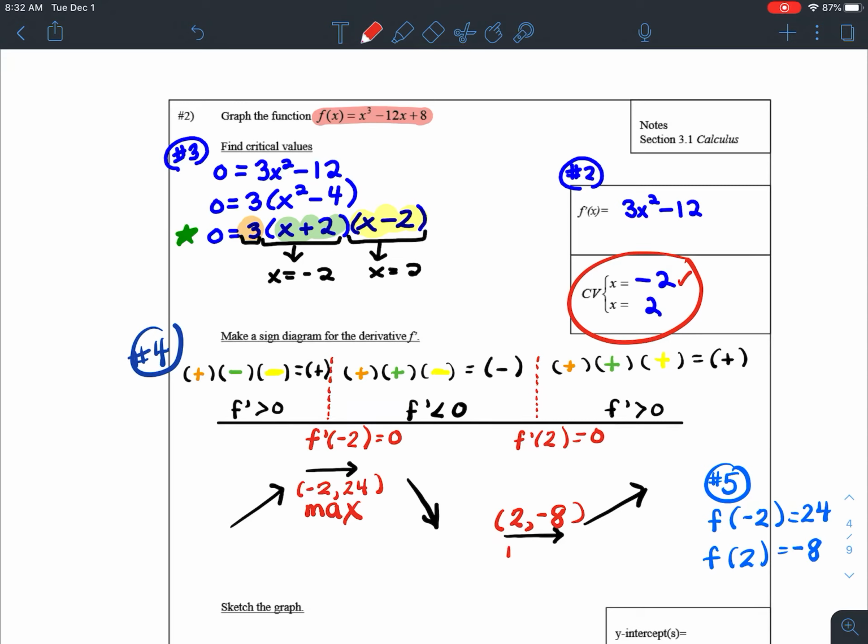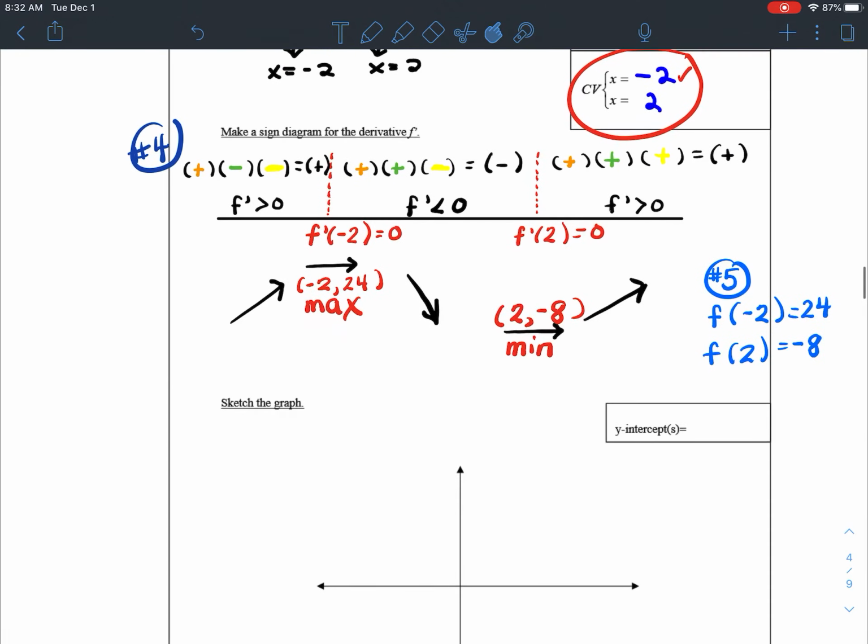Again, look at the arrows. It goes down, flat, and then up. Label, this is the last thing you need to put on the sign diagram. That is a minimum.